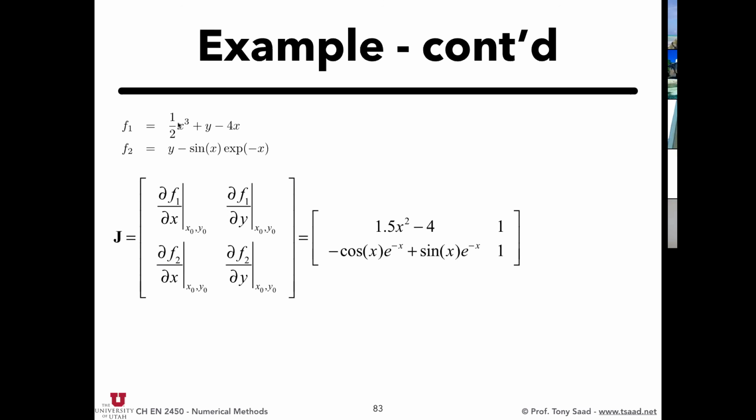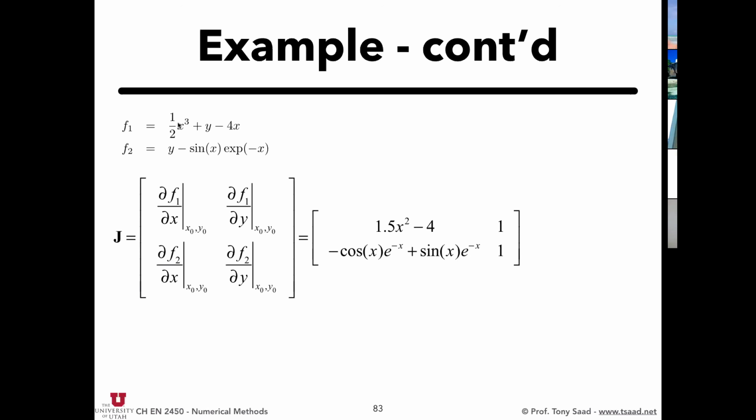So F1 was 1 over 2x cubed plus y minus 4x, and F2 was y minus sine x e to the minus x. The Jacobian is given in this form: df1 by dx, df1 by dy, df2 by dx, df2 by dy. I've had you do a lot of derivatives through the semester, so I'm not going to ask you to do one more. Just visually inspect this, or if you're uncertain, do it as a self-assigned homework. This would be the general form of the Jacobian.